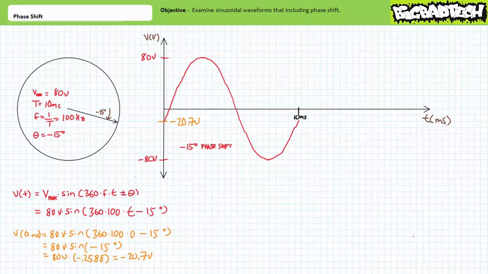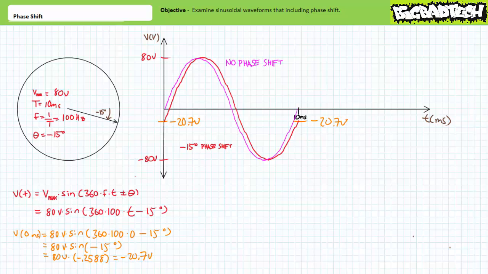As previously, it makes sense that a time-variant sine wave with a negative 15 degree delay initiates time at t equals 0 with a value of 80 volts times the sine of negative 15 degrees, or 80 volts times negative 0.2588, or negative 20.7 volts. Additionally, it makes sense that if this time-variant voltage waveform underwent a full oscillation over a period of 10 milliseconds, it would also end at negative 20.7 volts. Sine waves, like circles, start where they end and end where they start.